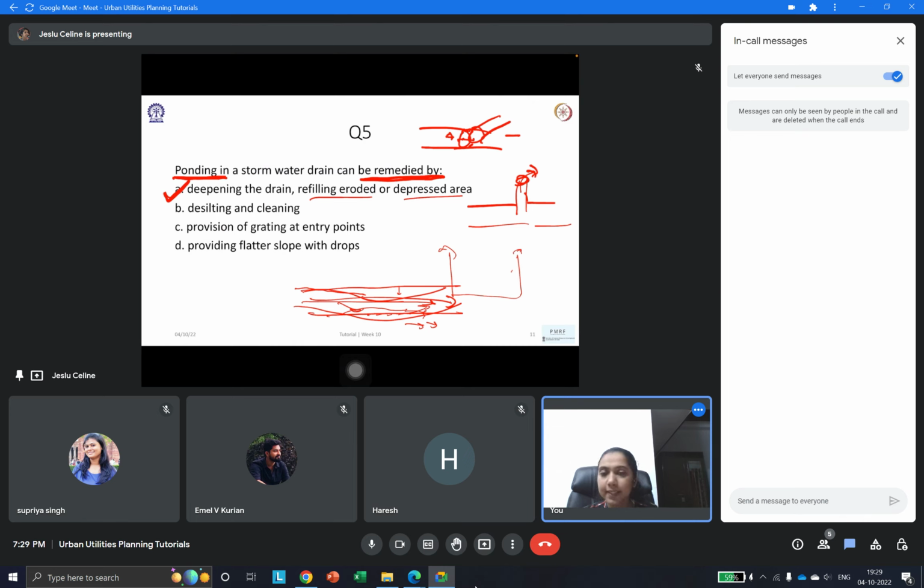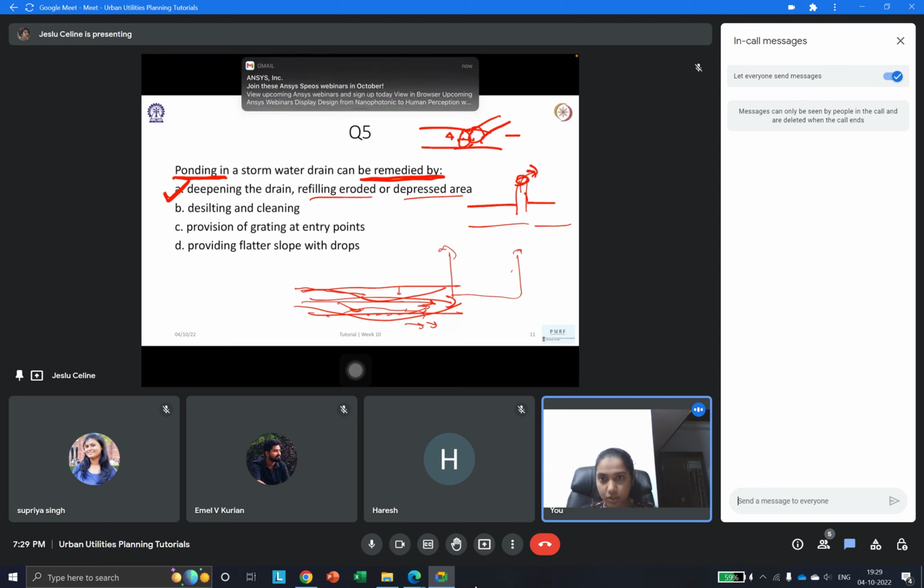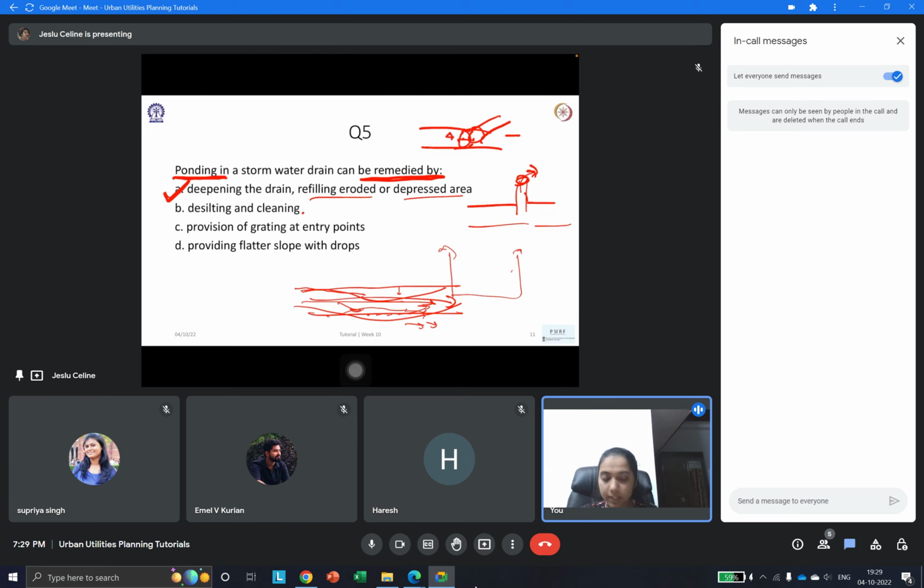Desilting and cleaning, yes, it helps in increasing the speed of flow and removing blockages which can happen. But for ponding, it is not a remedy. Ponding is mainly because of this congestion or because of the profile of the pipe. So desilting and cleaning is not an option. Provision of grating at entry points is also not for ponding, and providing flatter slope with drops is also not for ponding. So option A is the answer for ponding, that is deepening the drain, refilling eroded or depressed area.